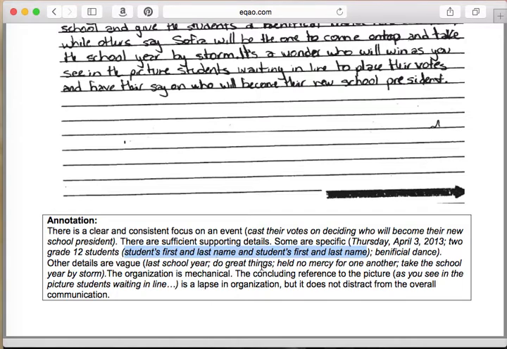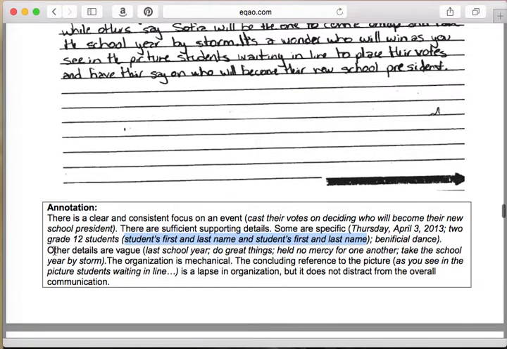Last school year. Again, they're talking about how some details here are vague. So referring to the last school year instead of providing the year, 2014 would be more specific than just saying last school year.